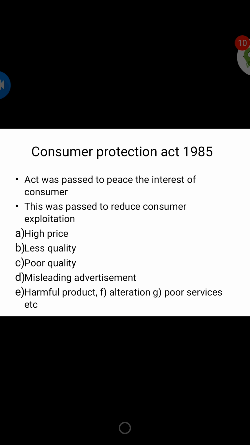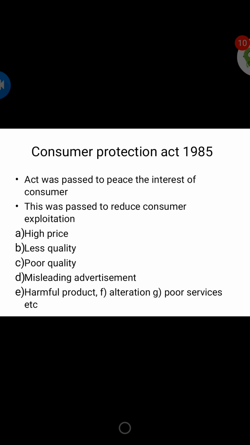The next is Consumer Protection Act 1985. As we have studied, SEBI is mainly to protect the interest of investors. Here, the name Consumer Protection Act itself indicates that this act has been passed to protect the interest of the consumers, or the rights of the consumers. Necessary amendments were made through the Consumer Protection Act. This act was mainly passed to reduce consumer exploitation.